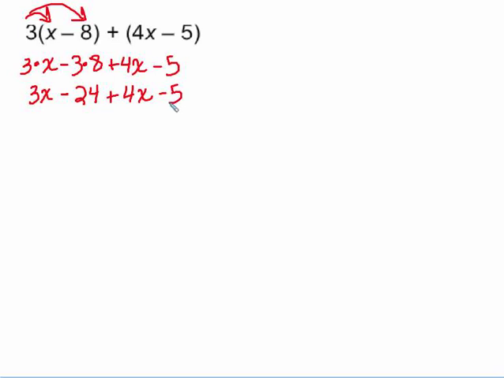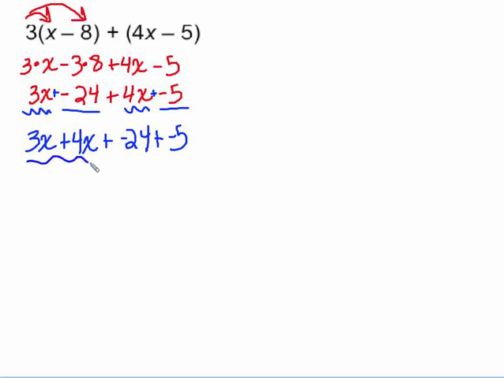Before I go one step further, I'm going to turn this into an addition problem. Keep, change, change. So that's going to be 3x plus negative 24 and 4x plus negative 5. So when I regroup to bring my like terms together, I know that 3x and 4x are alike, and I know that negative 24 and negative 5 are alike. So my new statement is going to be 3x plus 4x plus negative 24 plus negative 5.